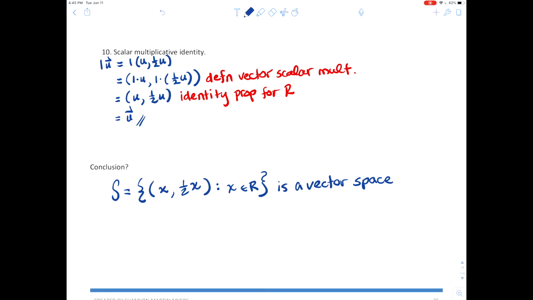So remember, 4 things were required for something to be a vector space. So any vector space has a set of vectors, which we had, a set of scalars, which we had, and 2 operations. So we had addition and scalar multiplication. So here, we're good to go. All right?